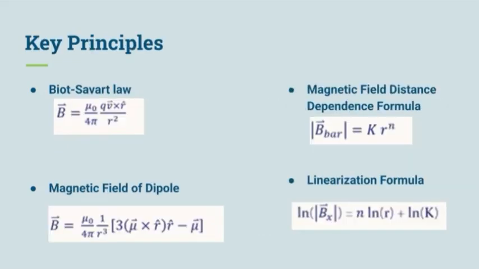Principles used in this lab include the Biot-Savart law, which relates the magnetic field generated to a constant current. It can be used to derive other equations needed for this lab, including the magnetic field of a dipole caused by a magnet's dipole moment as seen. In addition, the distance dependence of the magnetic field of a bar magnet will be used in part 1 calculations, as well as the linearization formula used to create the graph from the on-axis measurements.